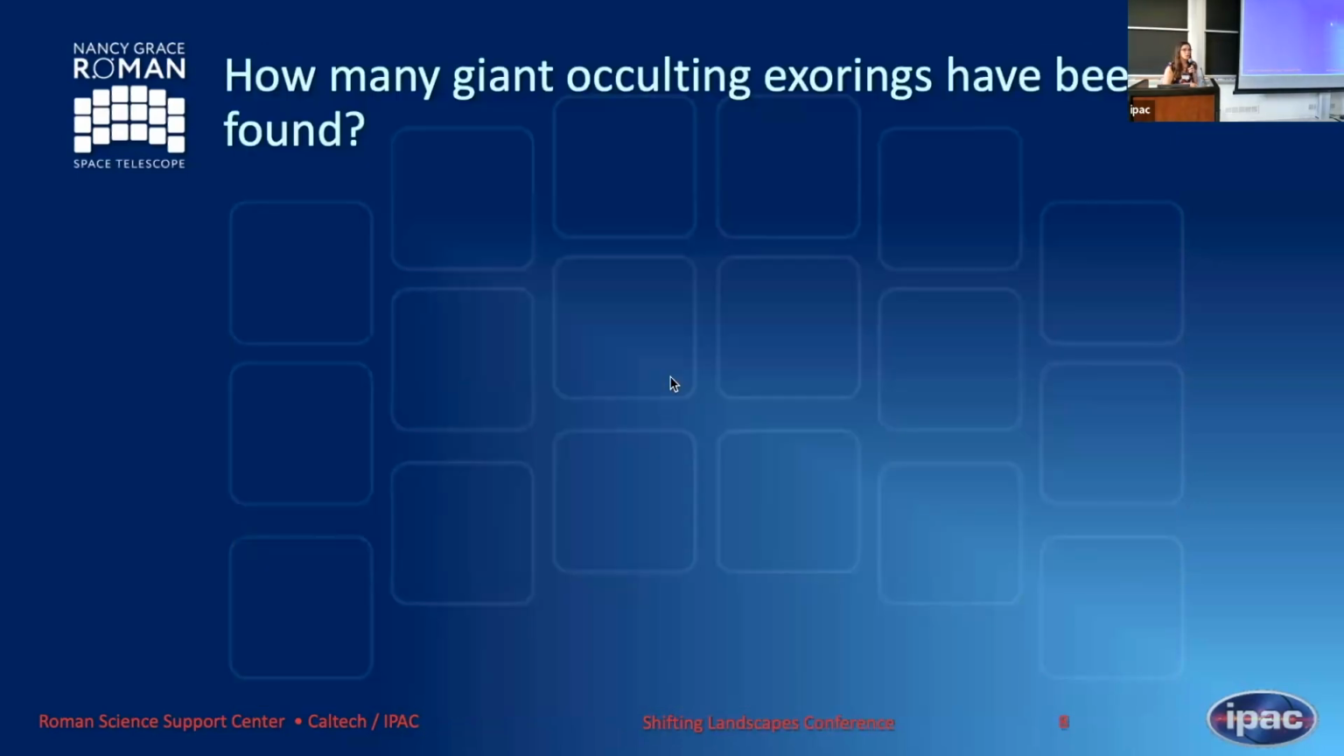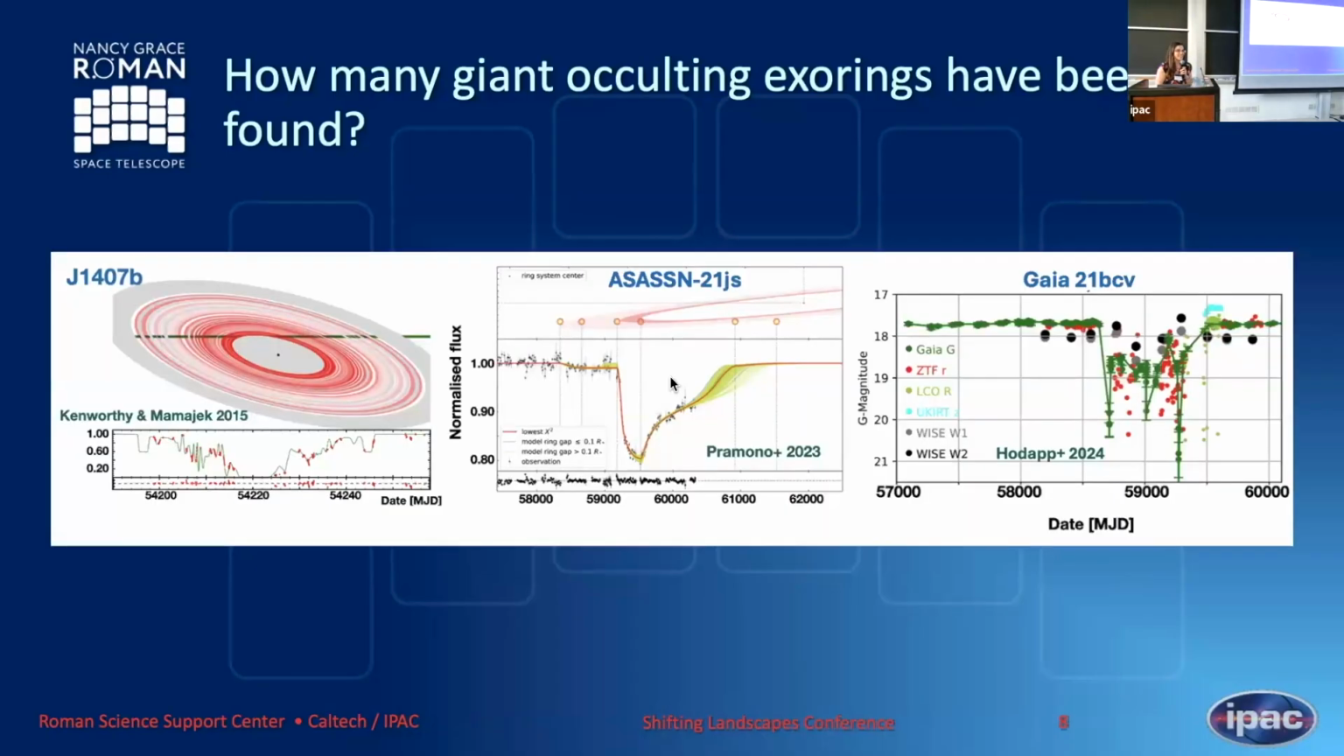How many of these giant occulting exorings have been found, you might ask? Well, 3. So not a lot. One is J1407, as you've seen. There are 2 more. This is all we've found so far from detailed searches of many different surveys. Essentially, this is all the information we have so far in these giant systems. Remember, the giant systems are the ones where the disk is so much bigger that you can actually see structure in the rings as they transit the star.